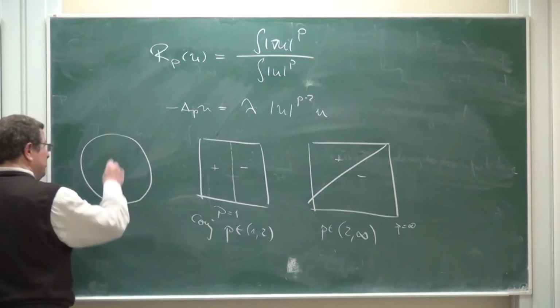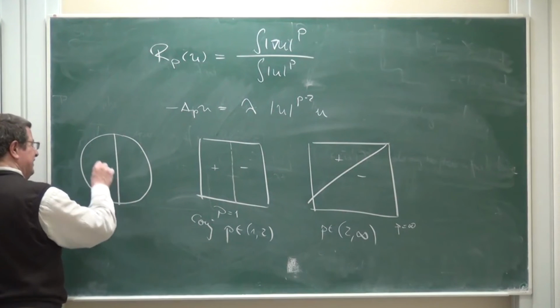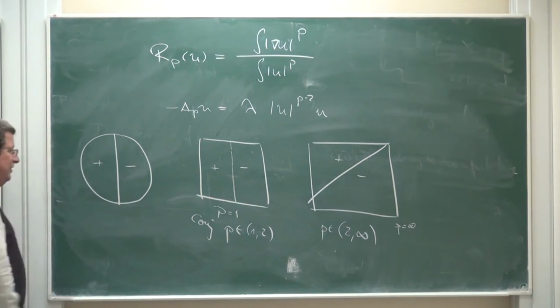Numerical experiments also suggest that the zero level line on the disk for the second eigenfunction should be a diameter of the disk. But I don't know how to prove it.